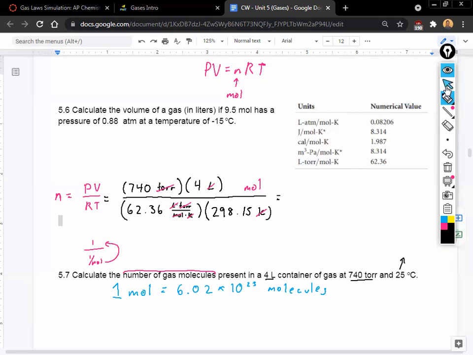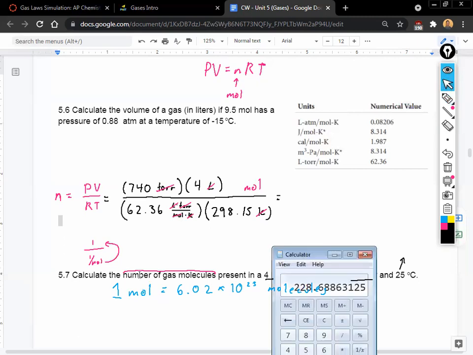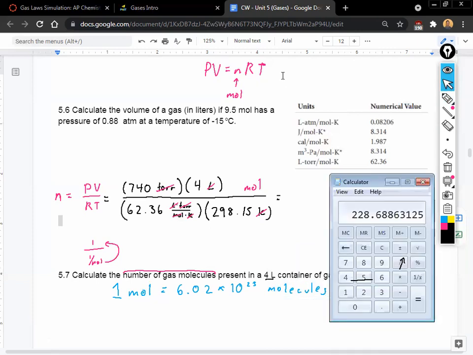Now we can just plug and chug into the calculator, and that'll give us our value for n. So we'll do 740 times 4 divided by 62.36, and then divided again by 298.15. That'll give us 0.159. So we have 0.159 moles of the gas.